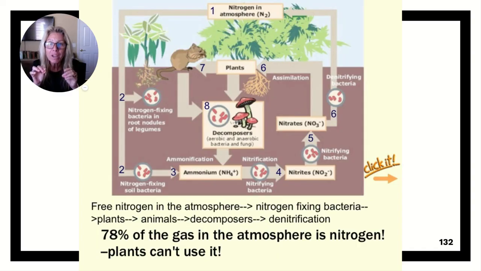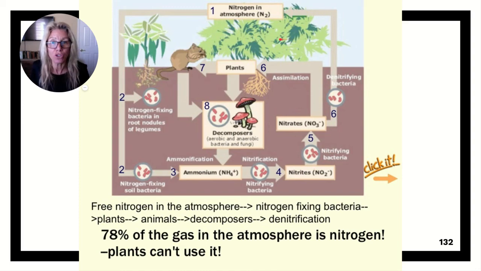Now, when I think of ammonia, I think like cleaning and scrubbing. So put a pin in that. I'm going to teach you something about that. Then the ammonium is going to be converted to nitrites first, NO2 minus, by nitrifying bacteria, and then other nitrifying bacteria will convert it to nitrates.